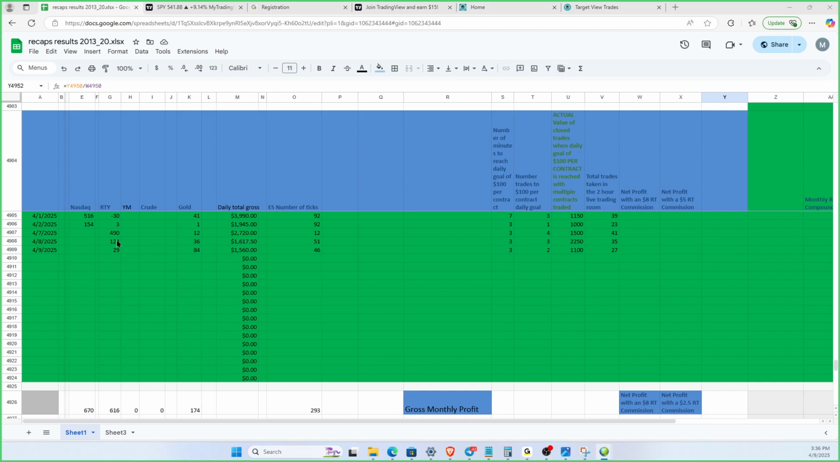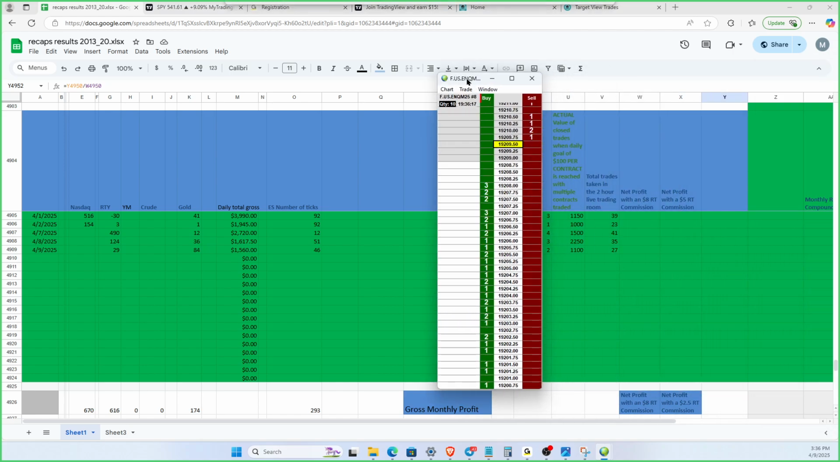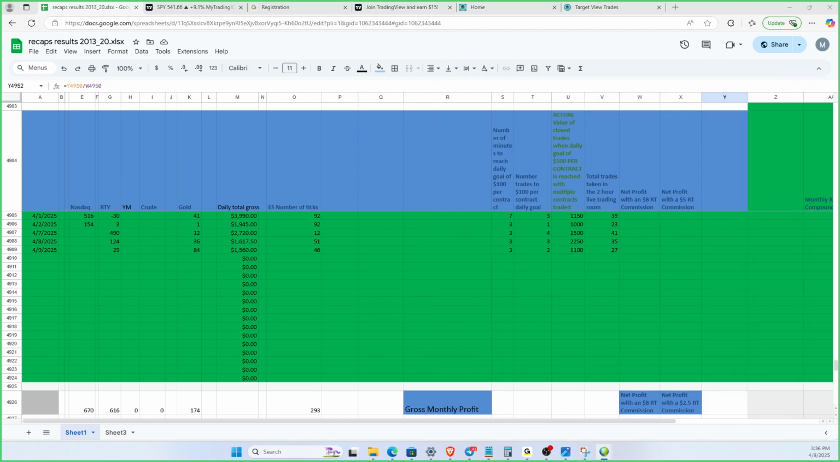But so the Russell's been okay. So I've been trading the Russell and gold more than anything else. The ES, if you look at the ES DOM, let me just bring that over and I'll show you. Here's the ES DOM. Okay. No, I'm sorry, this is the NQ. Hang on, let me bring my ES DOM over.